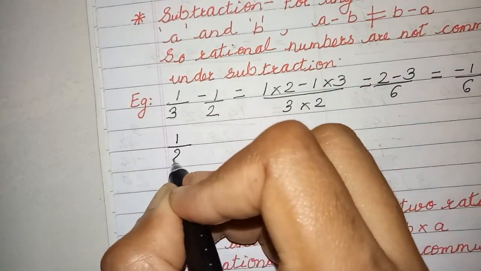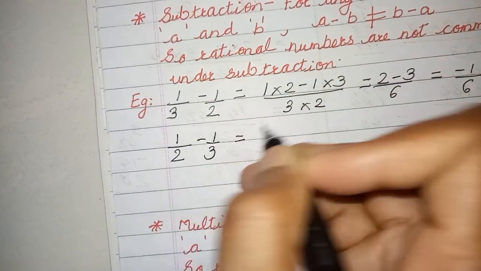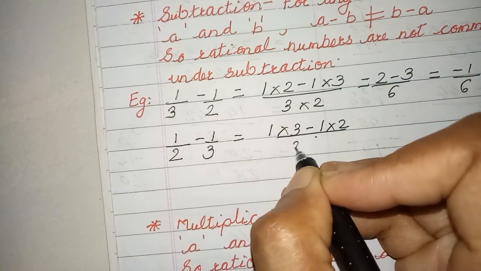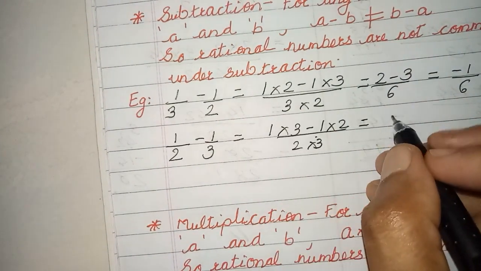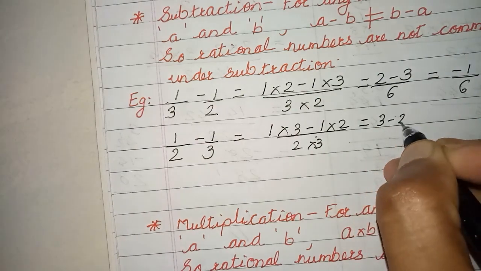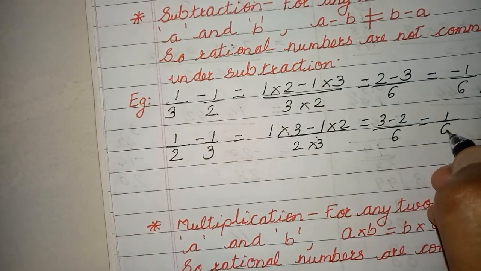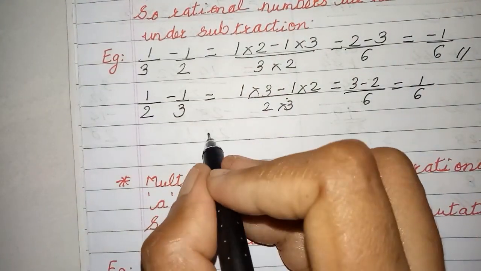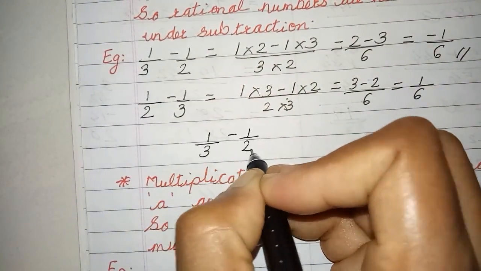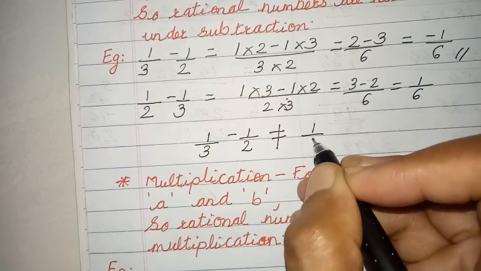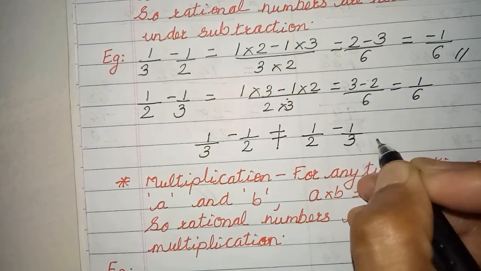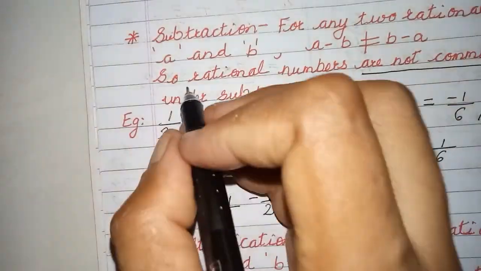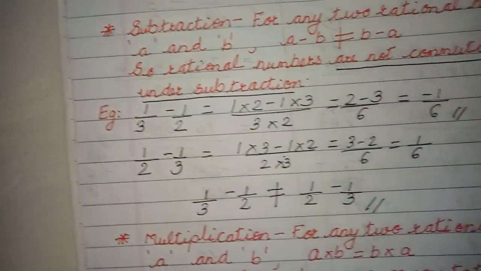Now do the reverse way. Write b first, then a. Now how will it be? 1 into 3 minus 1 into 2 by 2 into 3. So I will have what, children? I will have 3 minus 2 by 6. So answer is 1 by 6. You can see here it is minus 1 by 6 and here it is 1 by 6. So what can I say? a minus b is not same as b minus a. Got it? So that's why I have written here not commutative under subtraction.